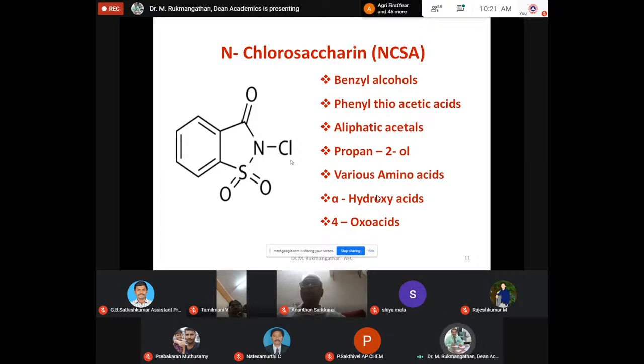Plenty of research work has been carried out using this N-chlorosaccharin. Benzyl alcohols, phenyl thioacetic acids, aliphatic acetals, propanol, various essential amino acids, alpha hydroxy acids, and 4-oxo acids. All these substrates have been studied with the help of N-chlorosaccharin. In all the cases, the kinetic data and reaction mechanism have been studied in detail.